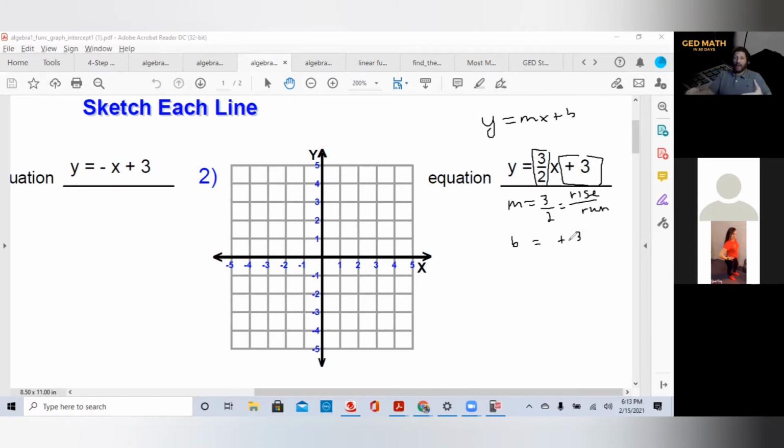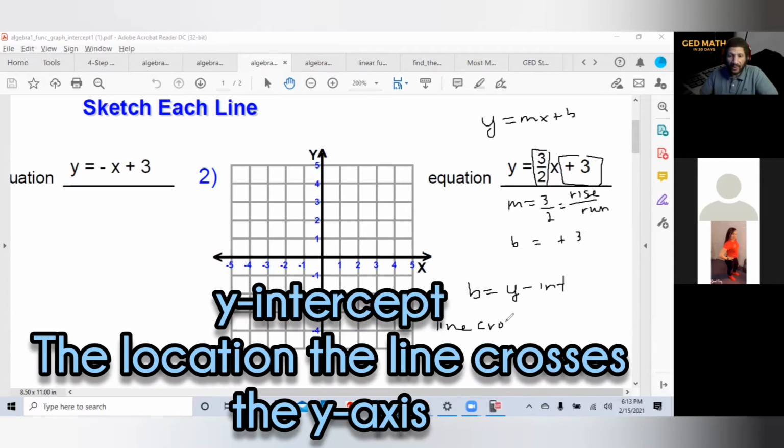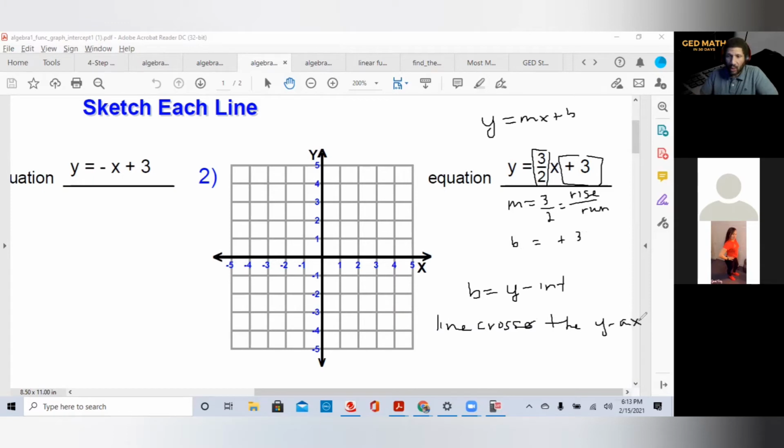So I'm going to quickly show you how to graph this equation. Remember, to graph a line, you need at least 2 points. We already know 1 point, because the b is your y-intercept, or where the line crosses the y-axis. The y-axis is your vertical axis here. So it crosses at plus 3. Let me change my color to red so you can identify it on the graph. So I have my first point right there.